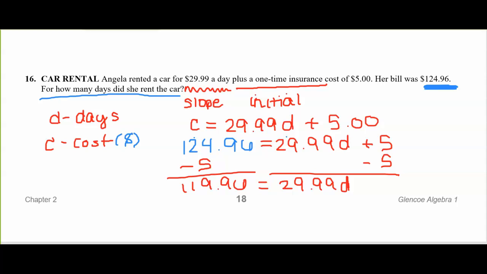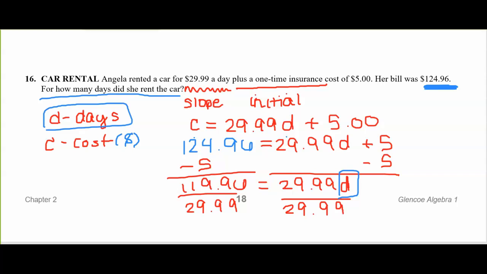And then I want you to divide because that's the opposite operation of multiply. And when you divide by 29.99, you isolate variable D. And what does D represent? It represents days. What are we trying to find? How many days? So that solves for our days. And personally, I can't take 119.96 divided by 29.99 in my head, and I know it's going to be a nice number. It's 4. So we get D equals 4.